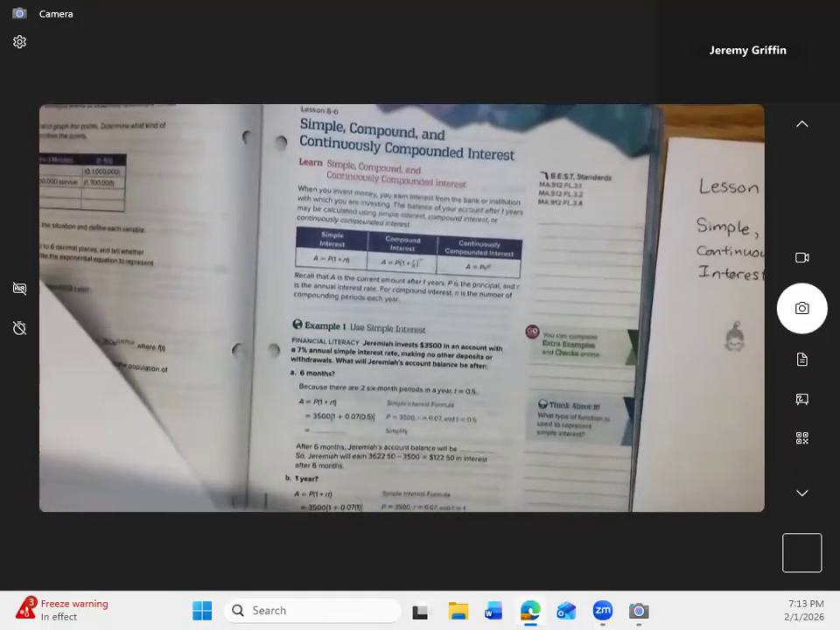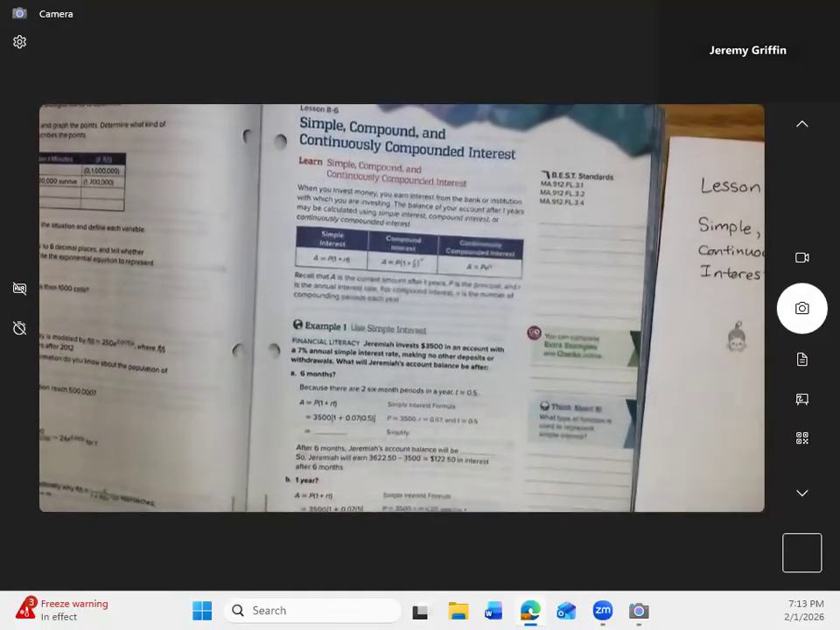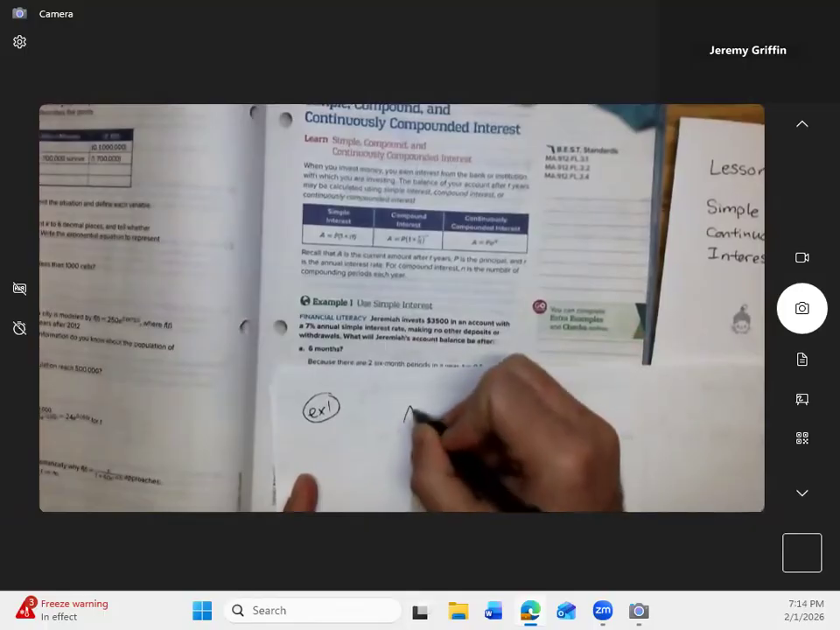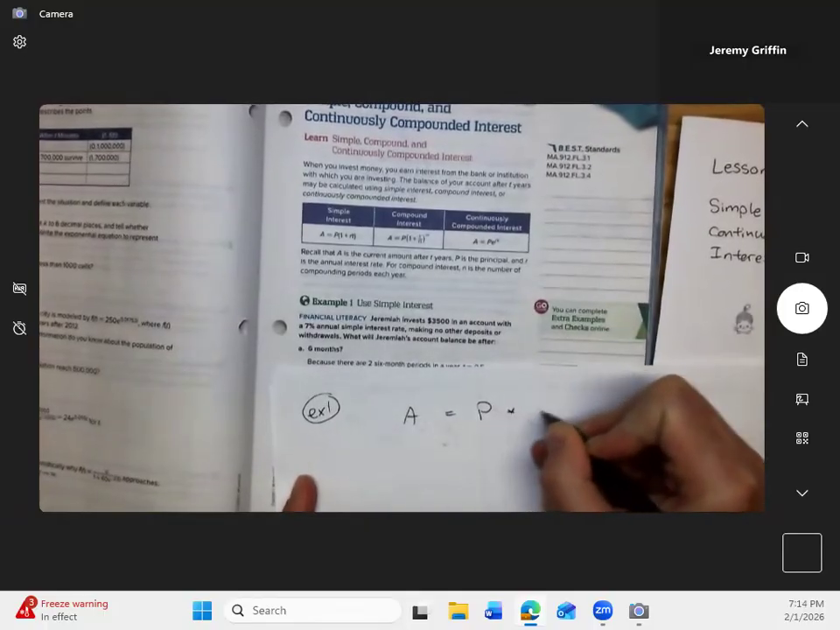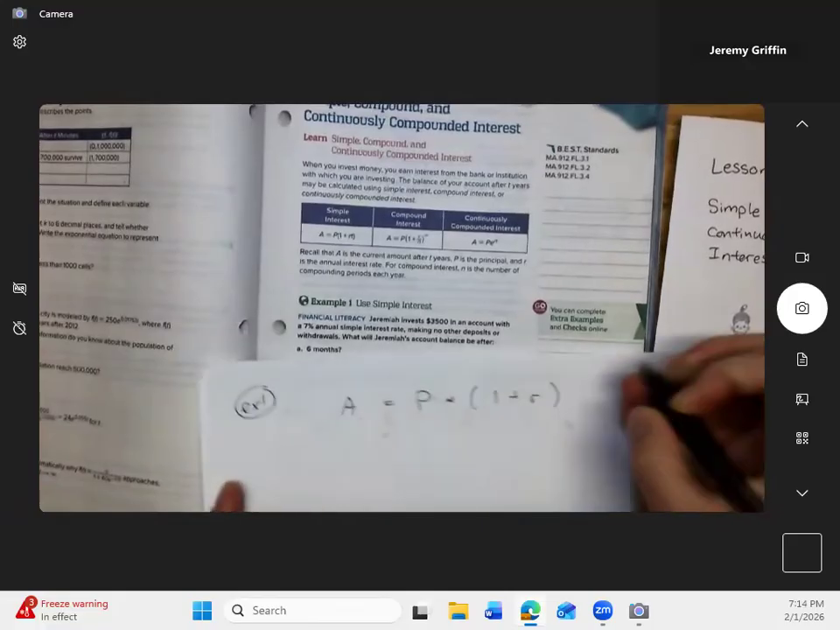So what are we doing here? Example 1, use simple interest. Jeremiah invests $3,500 into an account with 7% annual simple interest rate, making no other deposits or withdrawals. What will be his account balance after 6 months, and a year? Okay, so example 1. Let's use the amount is equal to the principal times 1 plus the interest rate, to the power of time. So he puts in $3,500.